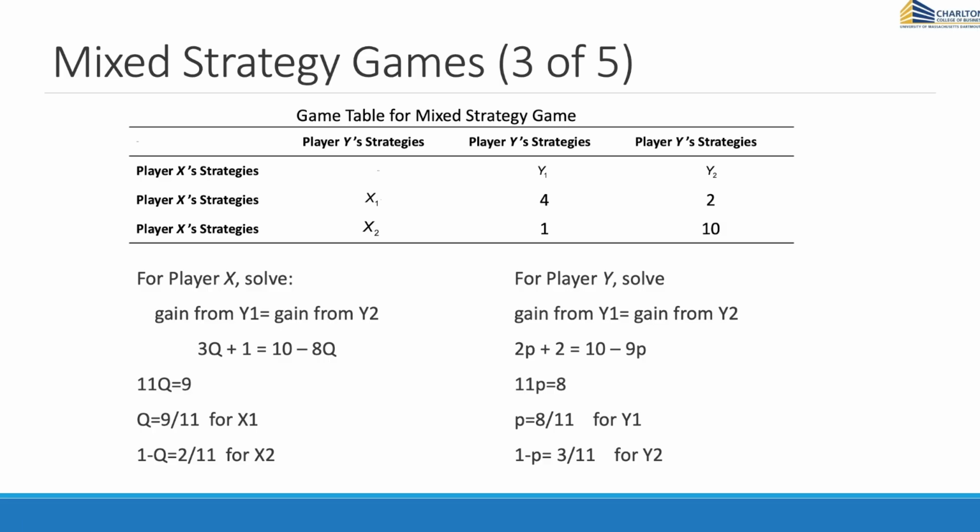So now we know that there is a 9 over 11 chance that X should choose X1, and there is a 2 over 11 chance that X will choose X2. There is an 8 over 11 chance that Y1 is being chosen, and a 3 over 11 chance that Y2 is being selected.